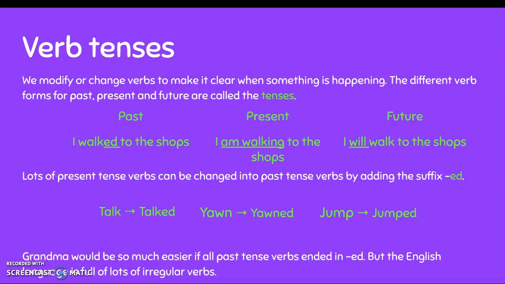Lots of present tense verbs can be changed into past tense by adding the suffix ed onto the end of the word. For example, talk would be present tense. If we put ed on the end, talked, past tense. For example, I am talking on the phone. Present. I talked on the phone.